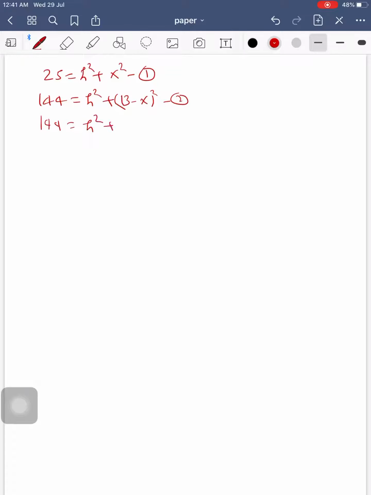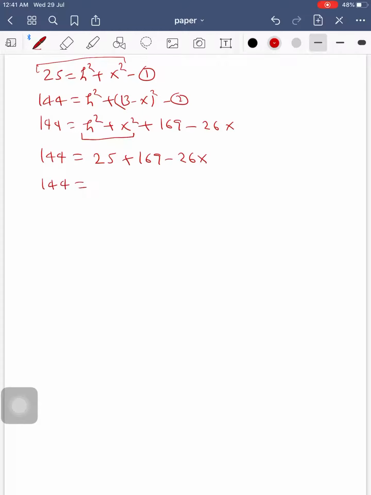Further, this equation can be written as H square plus X square plus 13 square, that is 169, minus 26X. But H square plus X square, from equation 1, is 25. Therefore we can write 144 equals 25 plus 169 minus 26X. 169 plus 25 is 194, so 144 equals 194 minus 26X. 26X equals 194 minus 144, which means 50. Then X is what?